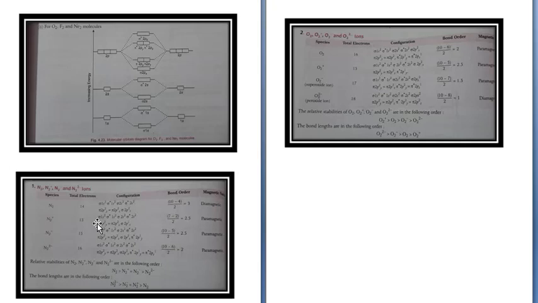Okay, and in this case, 7 and 2, 9. Anti-bonding 4. So 9 minus 4 upon 2. What is 9 minus 4? 5. 5 upon 2 becomes 2.5. Okay.